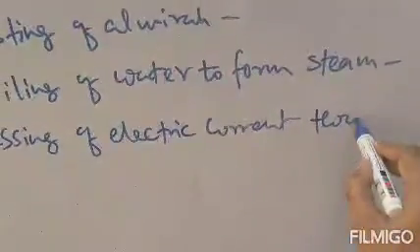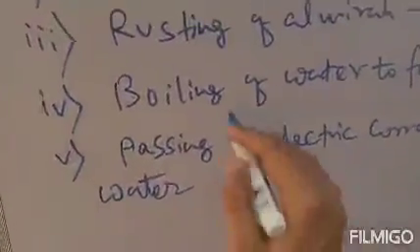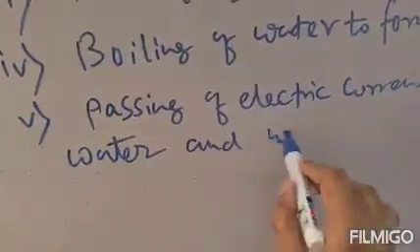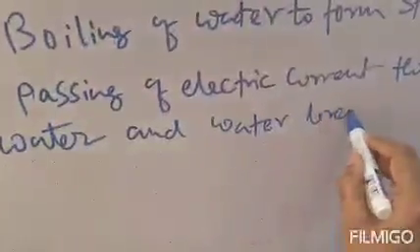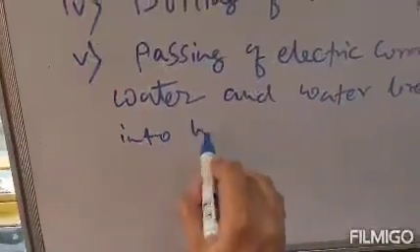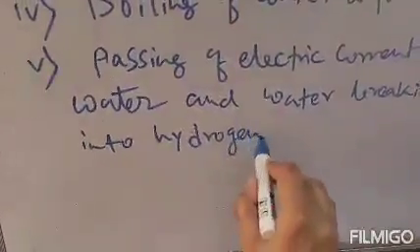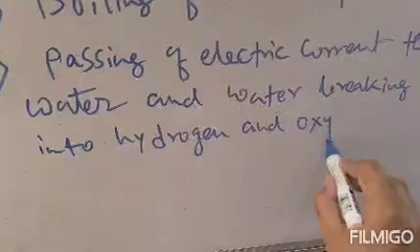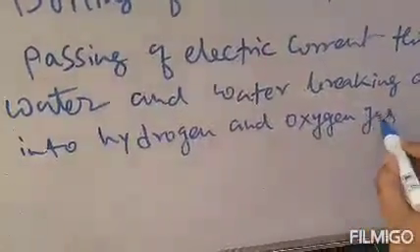through water and water breaking down into hydrogen and oxygen gas. Whenever electric current is passed through water, it is separated into hydrogen and oxygen gas. So we have to classify this change.